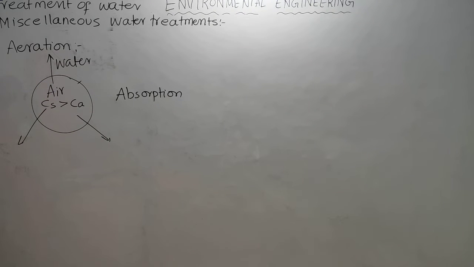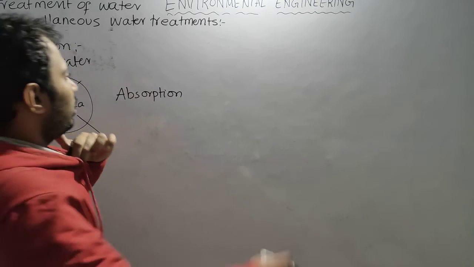So the actual concentration of O2 in water, for example in this case, is less than the saturation concentration of O2, so O2 flows from air into the water. That means water is absorbing O2 from air. If you want to represent water here and air from the outside, then we need to represent the same thing like this.